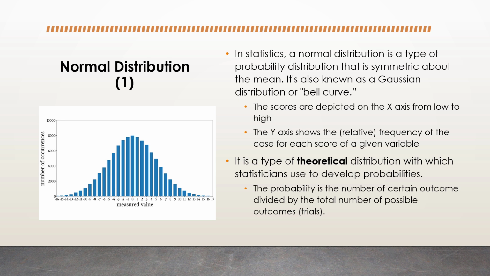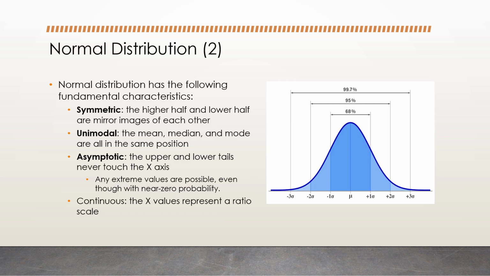Even though many variables approximate a normal distribution in the population, in practice, we usually use sample data. Strictly speaking, the normal distribution is a theoretical distribution on which statistics can develop ways to measure probability. The normal distribution is theoretical because it always has the following fundamental characteristics.